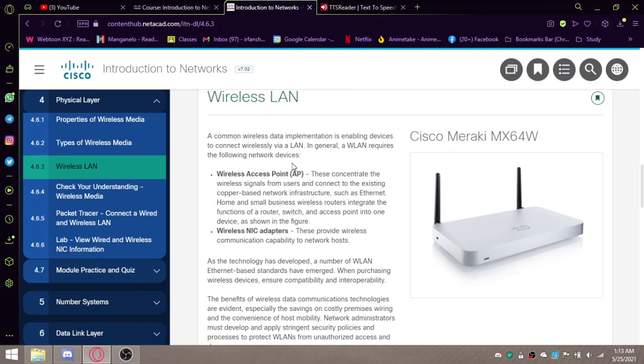Sakit mata. Okay, lepas tu, the first one is wireless access point or AP. The second one is wireless NIC adapters. Okay, the first one, this concentrate ni ya, WAP wireless access point ni biasa. This concentrate je eh.